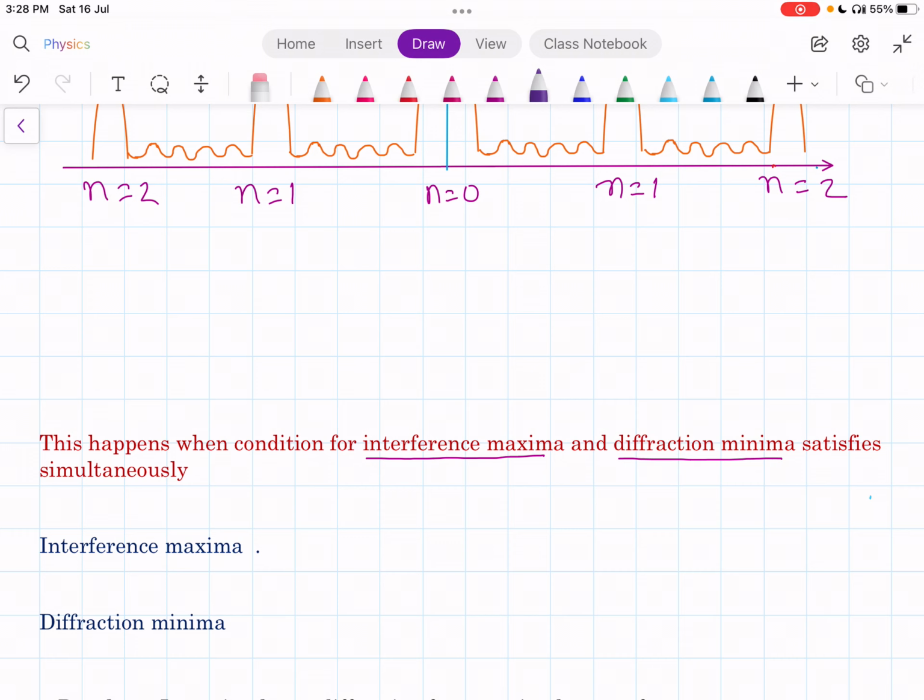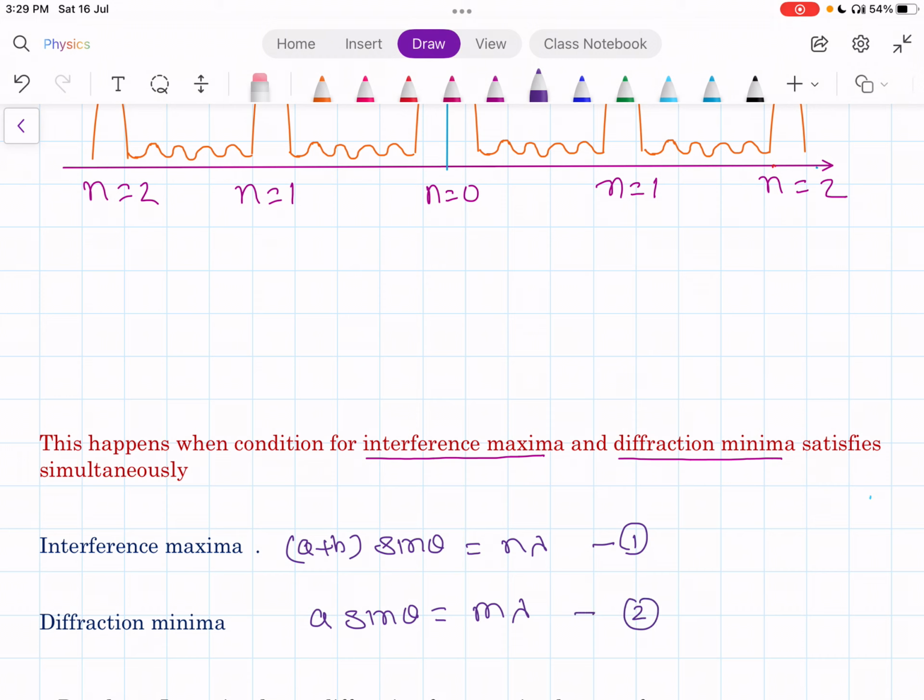The condition for interference maxima is (a plus b) sin theta equals n lambda. Let us say this is equation 1, and this is the equation for interference maxima. And the condition for diffraction minima is a sin theta equals m lambda. And this is equation 2.